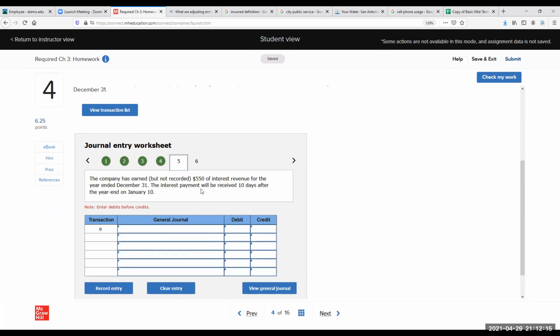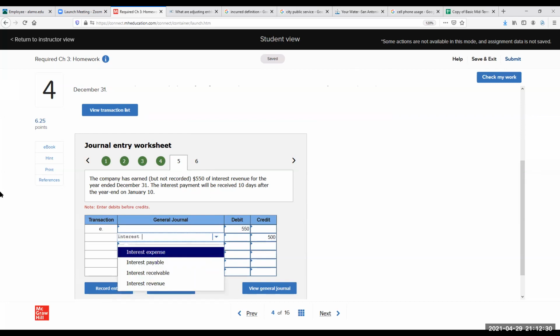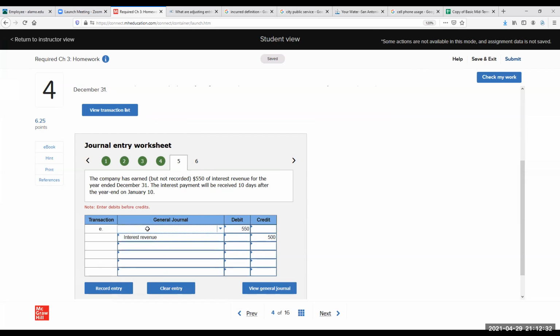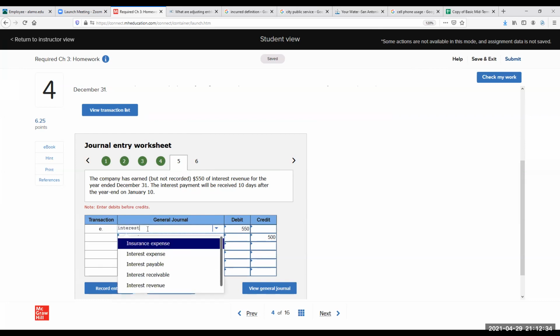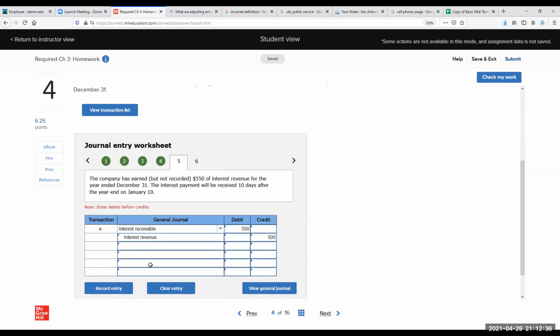The company has earned but not recorded $550 of interest revenue for the year ended. The interest payment was received on January 10th. So you have to put on your books and records to accurately reflect the fact that you have interest revenue, and you're not going to get paid for a few more days. So it's interest receivable. You're going to receive. Let the word help you. Interest we're going to receive because we have earned it. And interest revenue is like rent on your money.